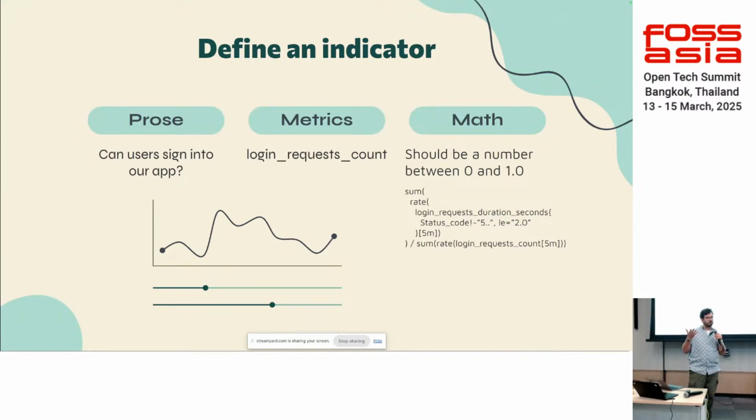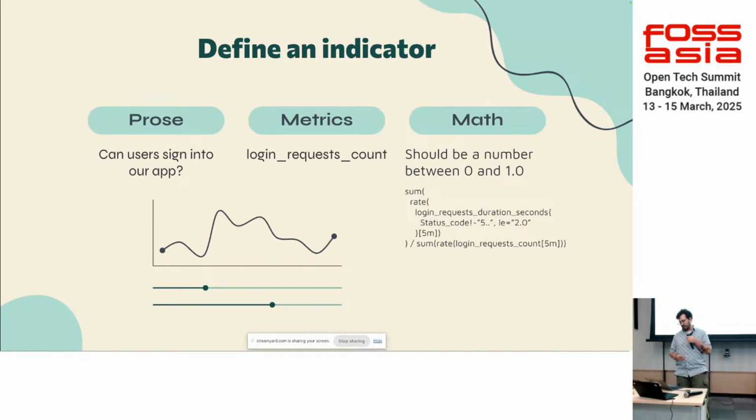When I talk to teams or my own team about how to define what that service level is that we're measuring, I like to start with a story. Can users sign into our app? Turn that into what we think a metric would be, like login requests. Do we have that metric? Let's make sure we can get that metric. And then writing a query that returns a number between 1 and 0, or 100% and 0%.